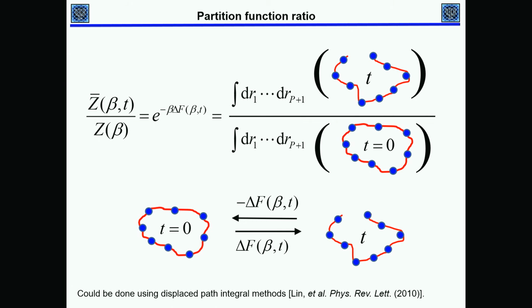And okay, these are not easy integrals to do. There are different ways you can do them. One possibility, which we're actually going to try, is this nice method by Lin, where you do a displaced path integral. You do everything with closed chains, and then you do a perturbation approach to it.